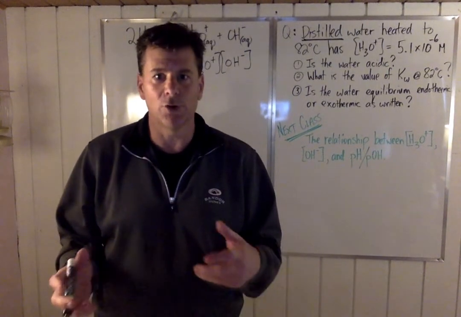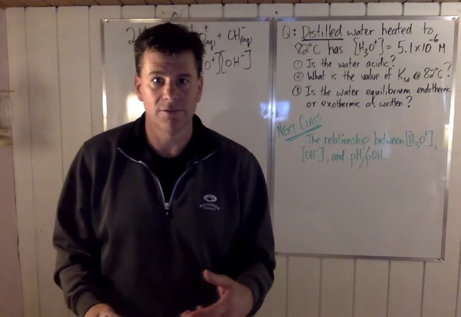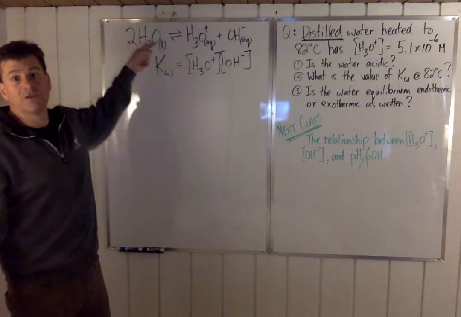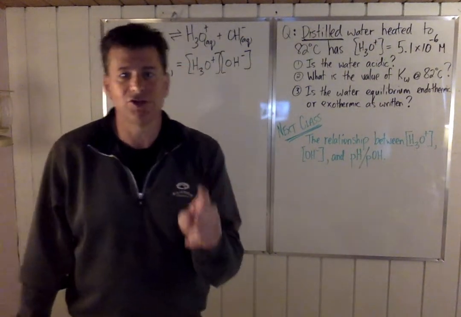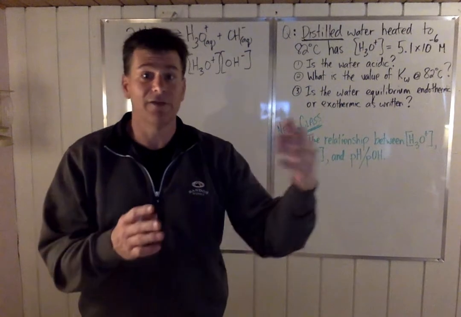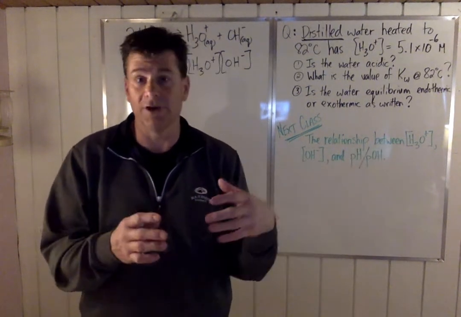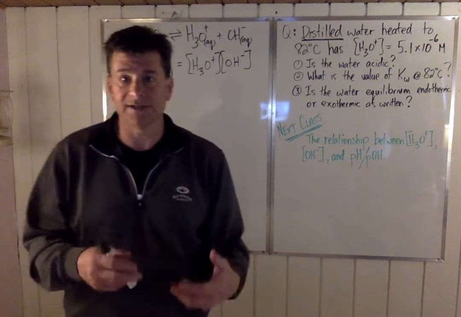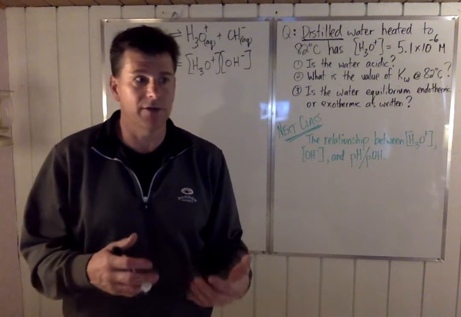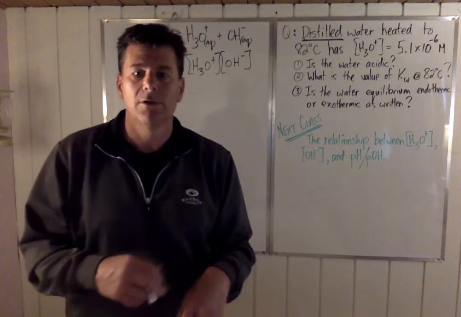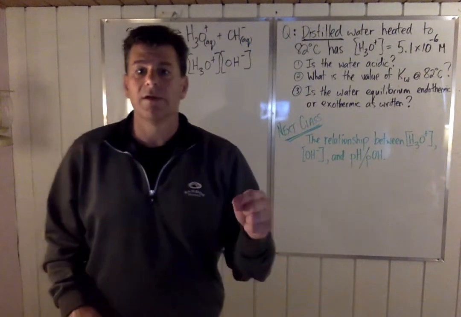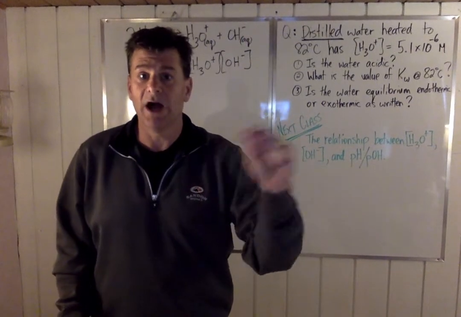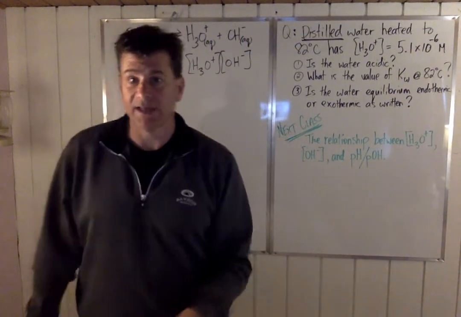So if water molecules only have other water molecules to bump into, the only thing they can do is that reaction. That's the only thing they can do. And if that's the only thing they can do, then whatever hydronium gets made, there has to be a hydroxide to match it. So even if the hydronium is higher, it's at 5.1 times 10 to the negative 6, higher than its regular 1.0 times 10 to the negative 7, the hydroxide will also be higher. So not only that, it will be higher and it will be the exact same value as the hydronium.